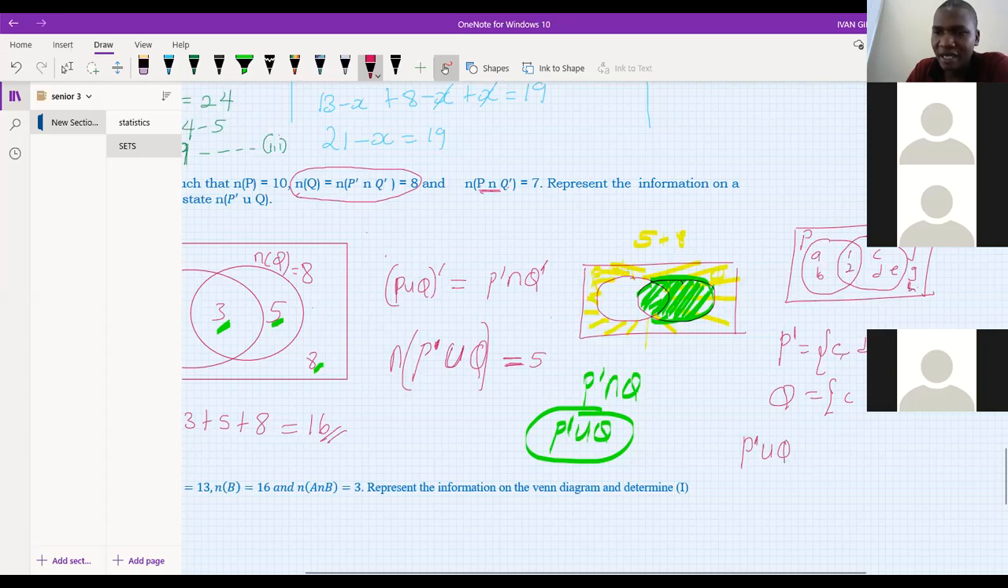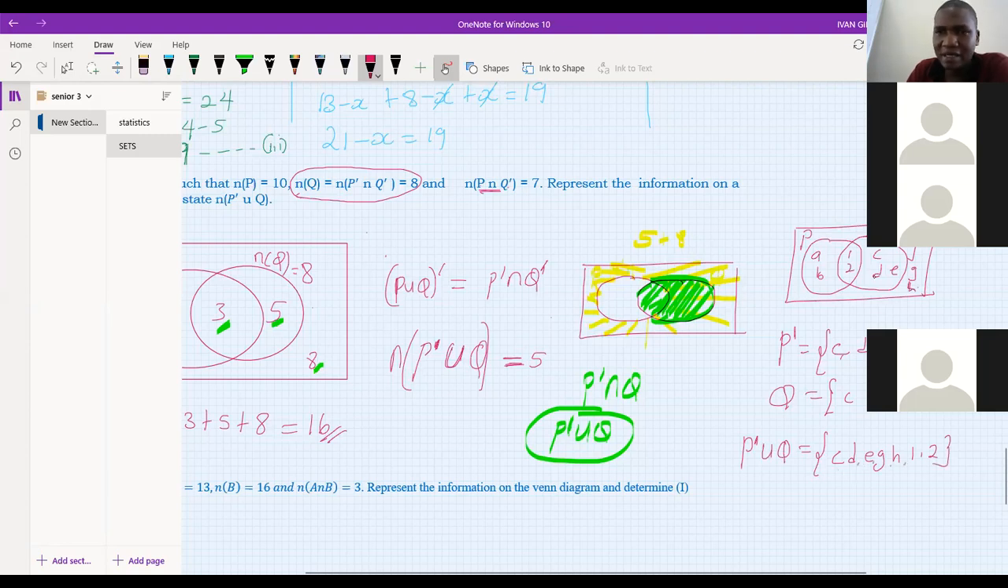look for the elements here and here. You write all of them, but avoid repetition since it is union. So I'll have C, D, E, G, H, 1 and 2. You see? So these are the elements in that set.